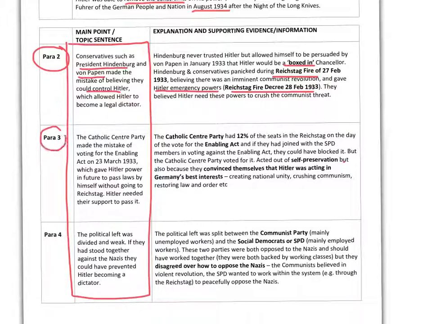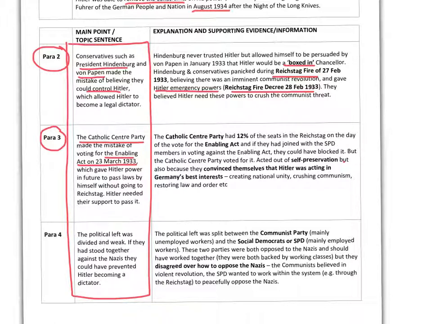Your next paragraph, sticking on this theme of mistakes, the best example you can use here is the passing of the Enabling Act on the 23rd of March 1933. Now, as you will know, Hitler needed to get a 2/3 majority to get the Enabling Act passed, and the way in which he was able to do this, the mistake was made by the Catholic Centre Party. So that's the sort of theme of this paragraph. The Catholic Centre Party made a mistake because they basically voted for the Enabling Act.